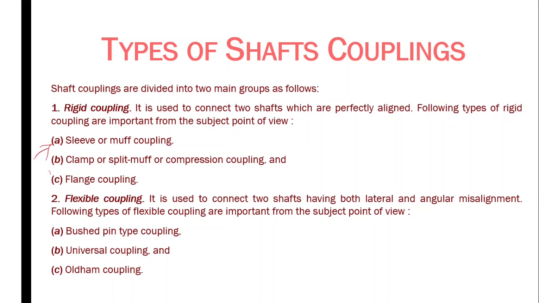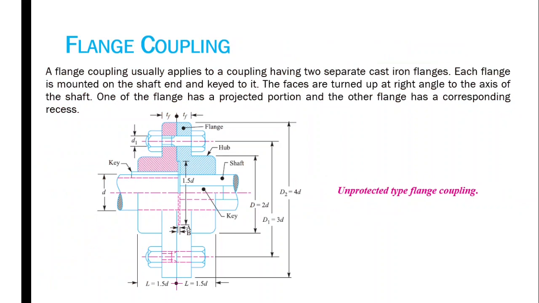First one, sleeve or muff coupling. Second one, clamp or split muff or compression coupling. Then third one, flange coupling. These are the most common types of rigid coupling. Then the second type is flexible couplings. Again, the subdivisions of these flexible couplings include the bushed pin type coupling, universal coupling, and Oldham coupling.